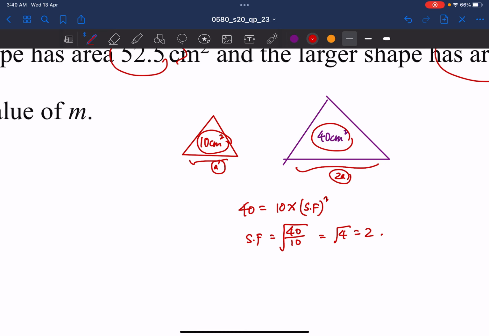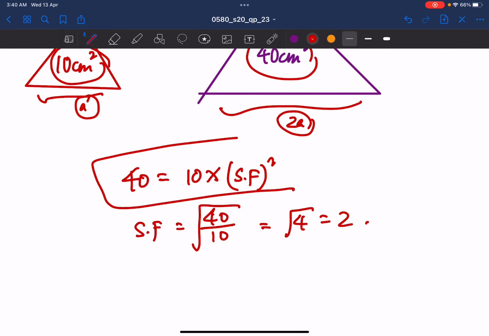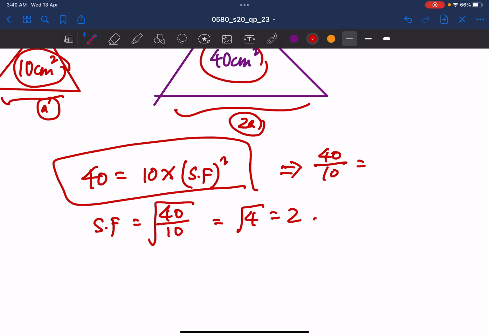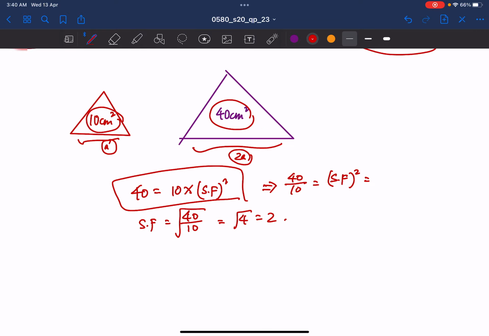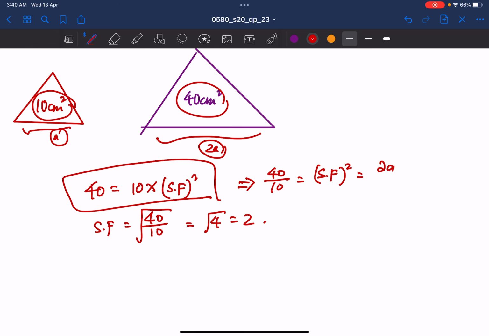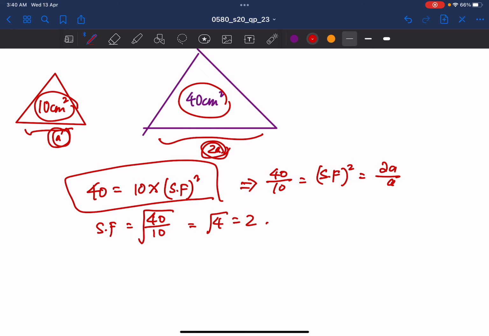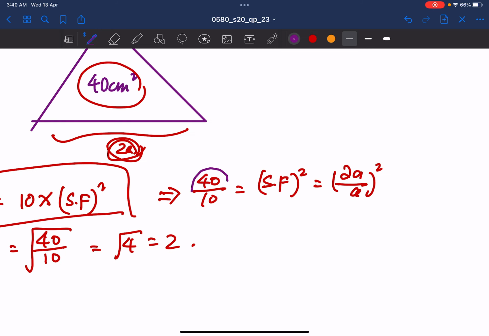All right, so in other words, from here we can see that 40 over 10 equals the scale factor squared, right? And what is the scale factor? The scale factor is the corresponding side ratio, 2A over A. Scale factor of the side. So we see that the ratio of area is the square of the ratio of corresponding sides.